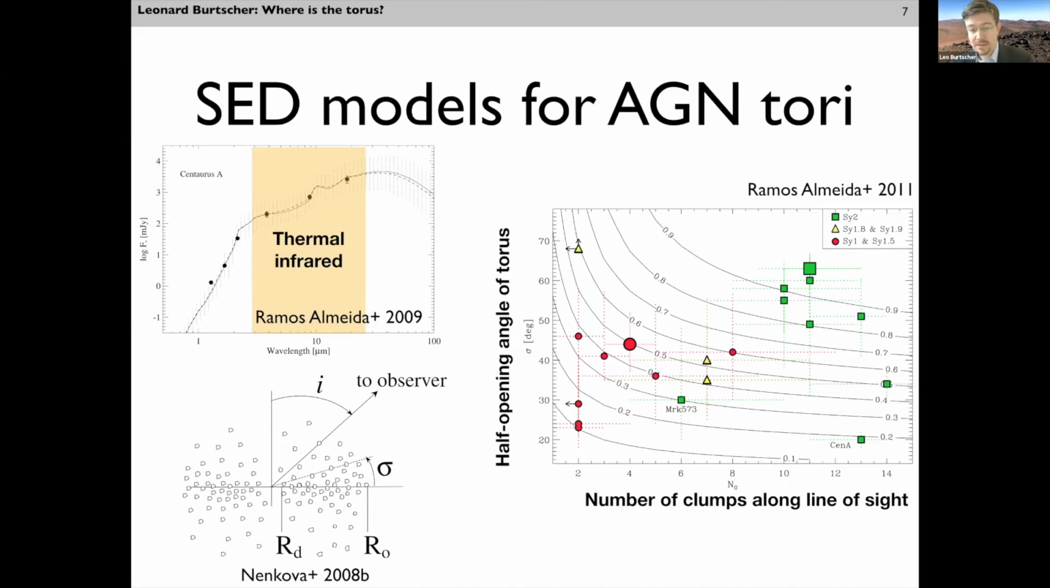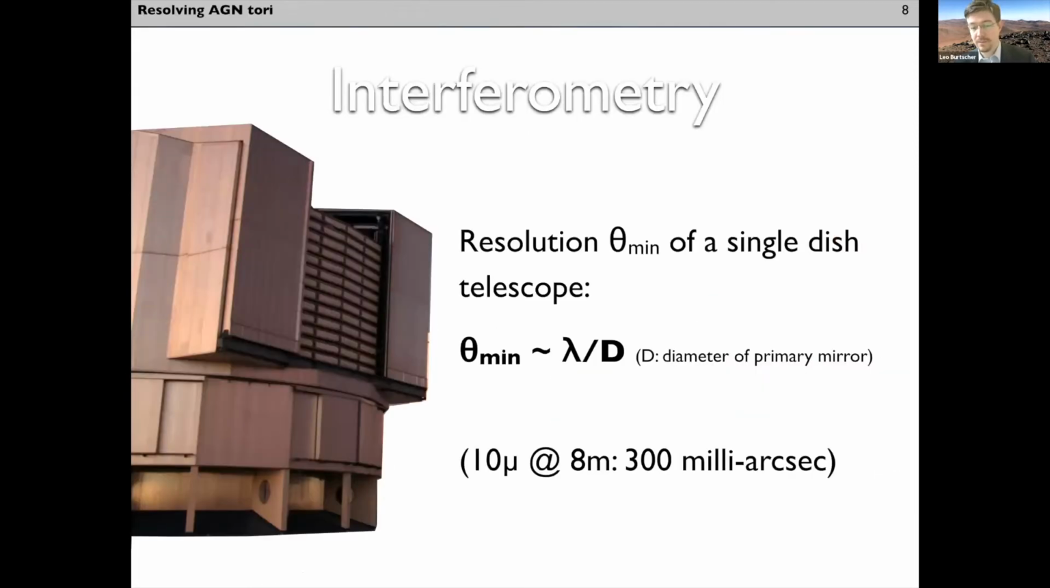And there's one really interesting result that came out of this, but I think we also need to be cautious with this, and that's from Cristina Ramos Almeida, who found that the number of clumps and the half opening angle that you find with this torus modeling is actually higher in type 2 AGNs. So as you might expect from just a naive way, and that is actually what they find from these SED modeling. But this uses essentially the old view of the AGN torus, so this toroidal structure of clumps, and that's how they find this.